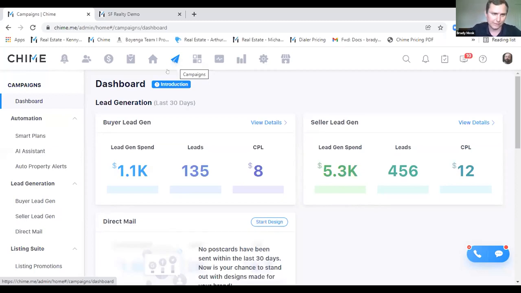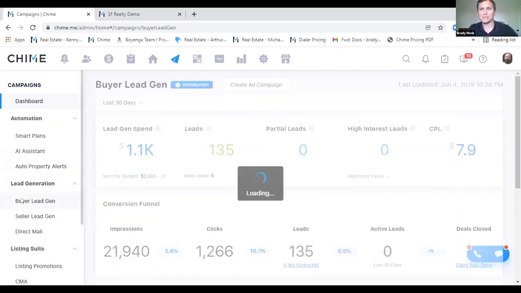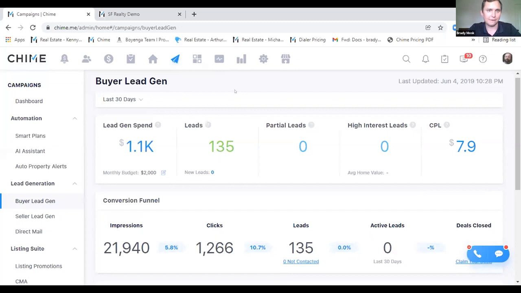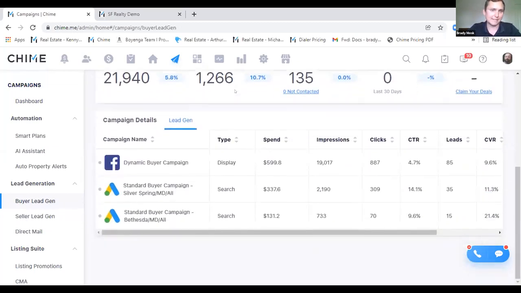But let's break it down a little bit further. Let's talk about buyer lead generation first. All right. When Chime is doing lead generation to target buyers on your behalf, the two styles of campaigns that we offer are Facebook ads and Google pay-per-click. And I've got examples of both of those ads pulled up here so we can cover them in detail.